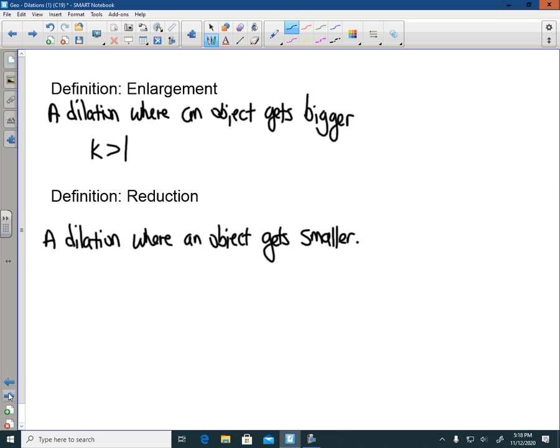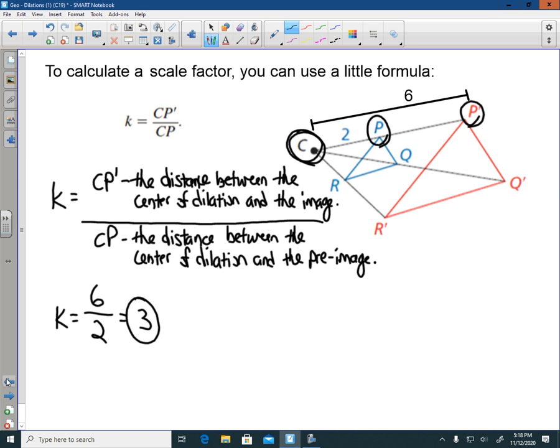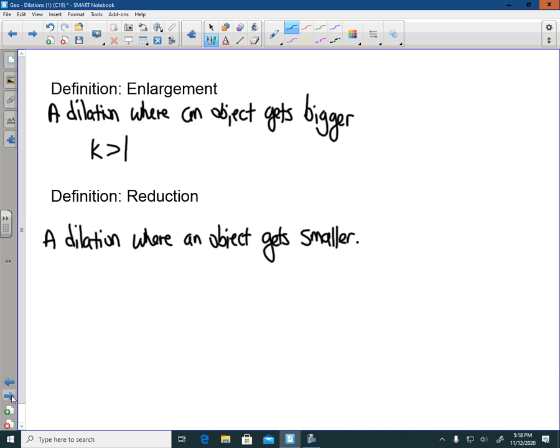So think about that example that we had back here. Notice that triangle PQR prime is 3 times bigger than PQR. The triangle has gotten bigger by a scale factor of 3. Notice that 3 is bigger than 1, and so this follows along with what we're thinking about. Anytime you have a scale factor bigger than 1, you have an enlargement. Things will get bigger. Now, reductions look a little bit different, and I'm going to write it and then we'll talk about it.